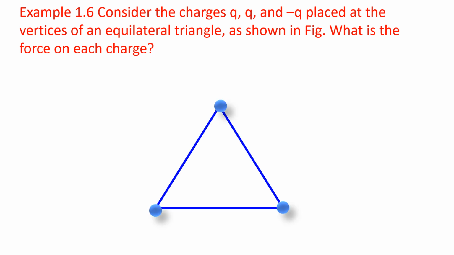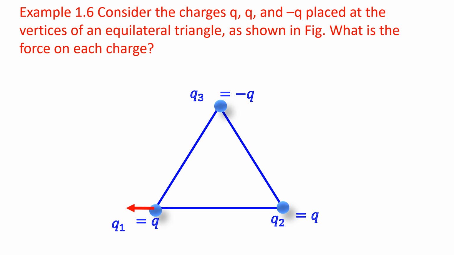Three charges are placed at the vertices of an equilateral triangle. The charges are Q1, Q2 and Q3. The charge of Q1 is Q, the charge of Q2 is Q, and the charge of Q3 is minus Q.